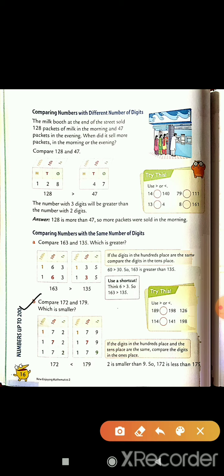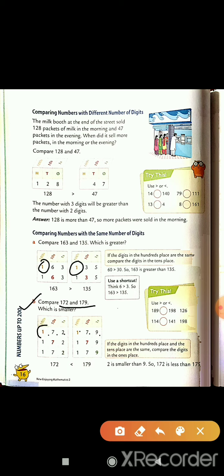B. Compare 172 and 179. In the earlier question, hundreds place were having the same digit. Now here at the hundreds place also the same digit is there, and at the tens place there is also the same digit. Let us see. In 172, at the ones place 2 is there, at the tens place 7 is there, at the hundreds place 1 is there. And in 179, at the ones place 9 is there, at tens place 7 is there, and at hundreds place 1 is there.